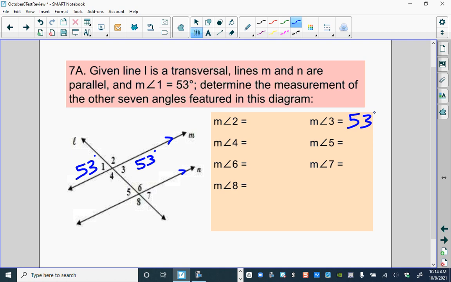All right. So we have 53 degrees for angle 3, 53 degrees for angle 1. 53 degrees for 5 and 7. Okay, that's going to work as well. We have several reasons, because with 3 and 5, what type of angles are 3 and 5? Vertical. Careful, 3 and 5. This side, alternate interiors, very good.